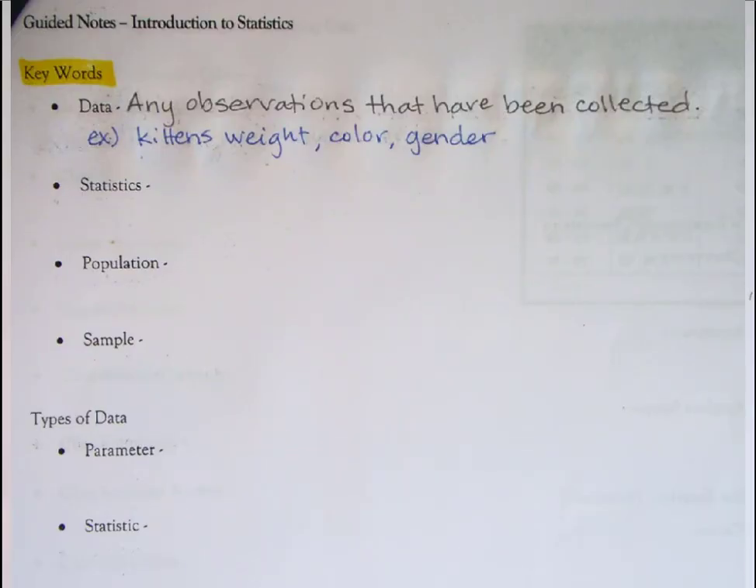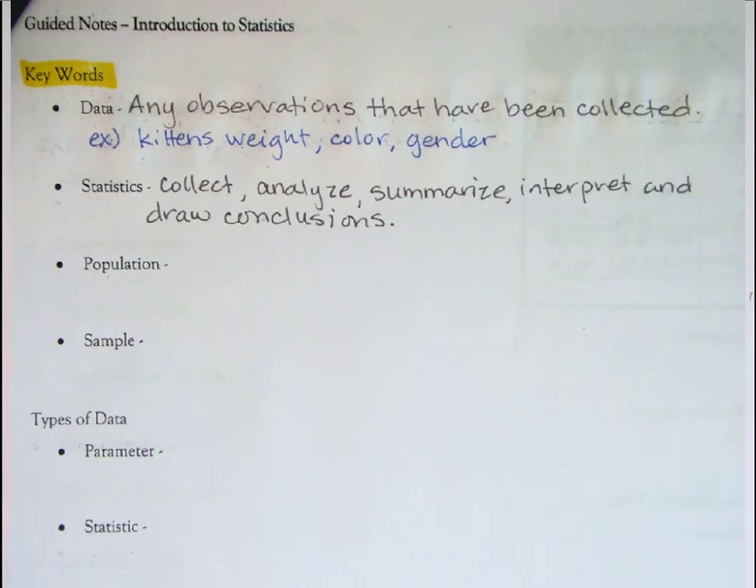The next is when we use the term statistics. So we take this data, we collect it, we then analyze it somehow using some sort of test or formula. We then summarize it, we make interpretations about it, and then we draw conclusions from it about larger groups.